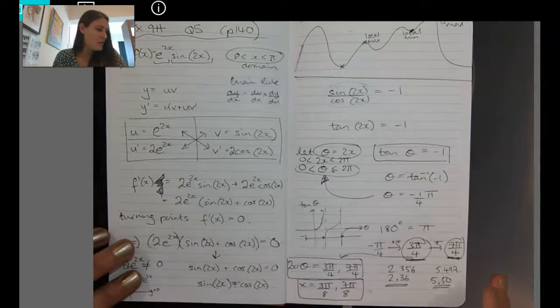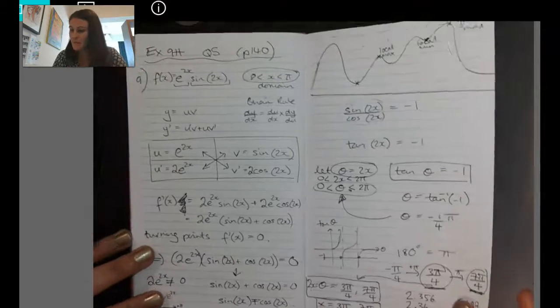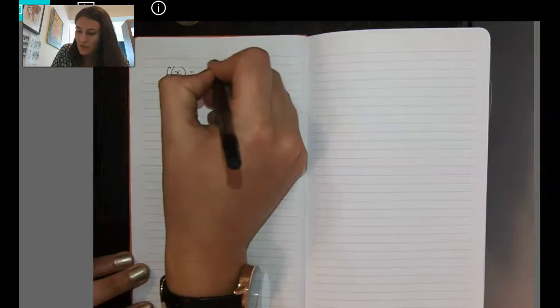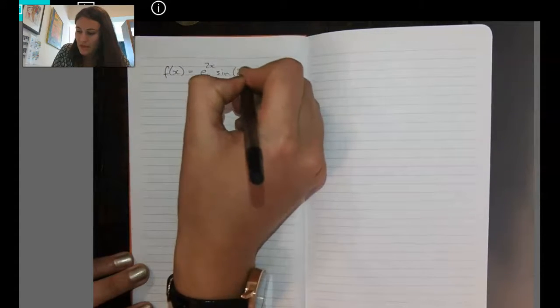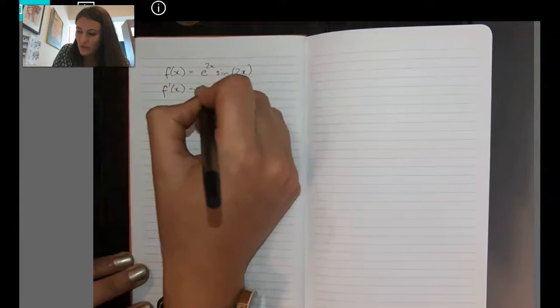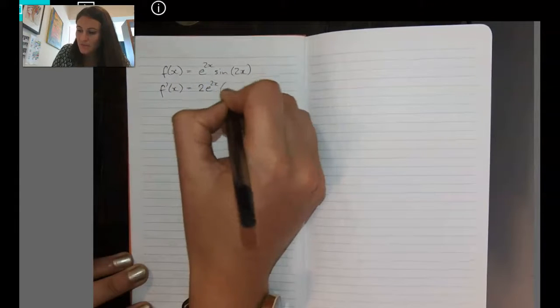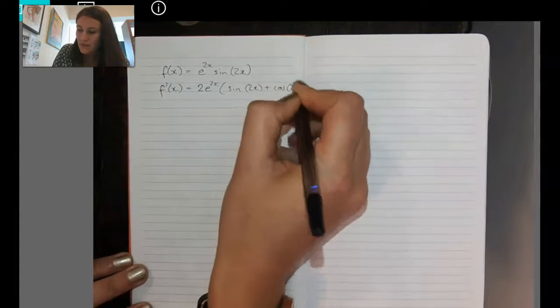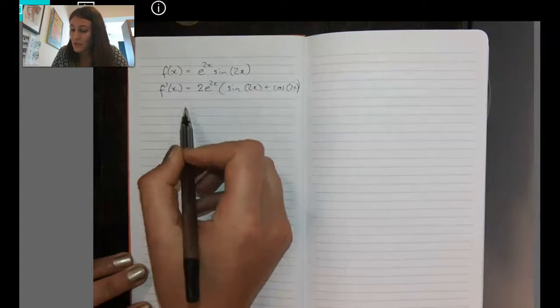Alright, so now we're going to move on to part B. So we've still got what we've got there: f of x was e to the power 2x sine of 2x, and f dashed of x was 2e to the power 2x sine of 2x plus cos of 2x. So now we need to do the double derivative.